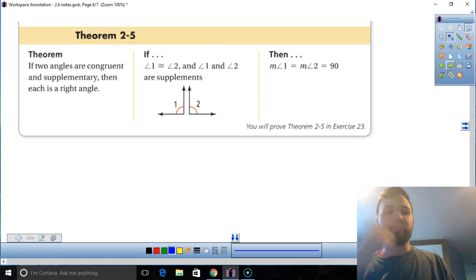So that means if two angles are supplementary and congruent to each other, then they have to be a right angle, which makes sense. Two angles add up to equal 180, and they're equal. 2x equals 180. Divided by 2, each one is 90. You'll prove this in exercise 23. Maybe.